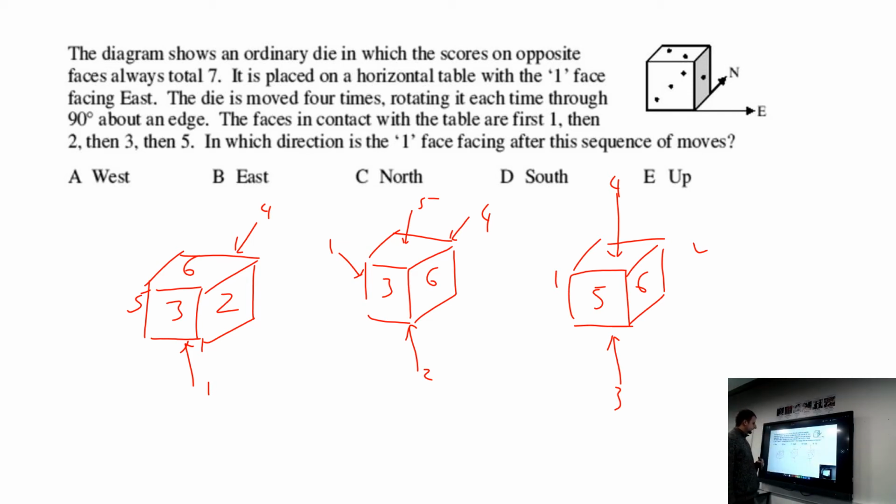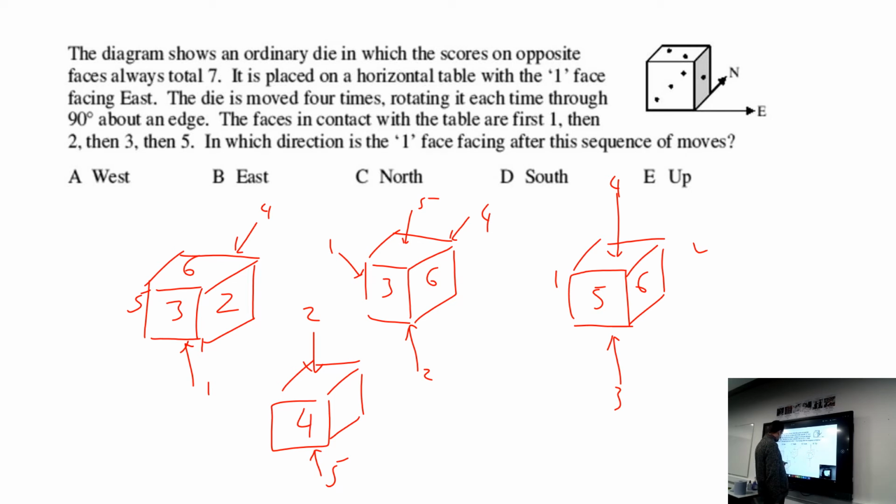Okay. Now finally, we have 5 on the bottom. So it's going to roll in this way. So the 5 at the bottom. Let's draw it. So we have 5 down on the bottom. Opposite number is going to be 2. Okay. 4 was on the top, but 4 now is going to be here. And its opposite number is 3. And here we've got 6 and 1.